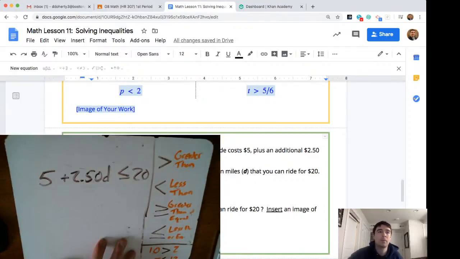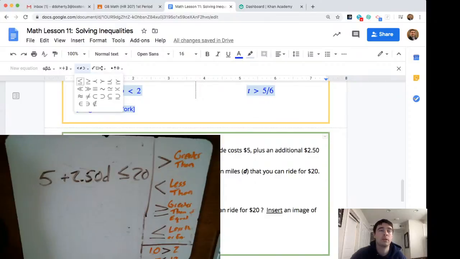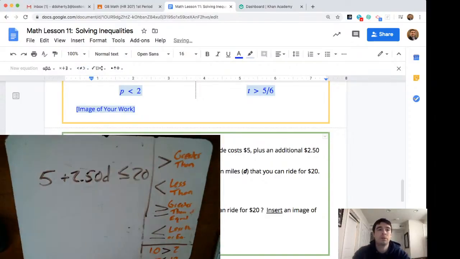So that's how we come up with the answer for part A. I'm going to go ahead and type that inequality in here. 5 plus 2.5 multiplied with D needs to be less than or equal to, I'll grab that less than or equal to symbol from the toolbar up here, needs to be less than or equal to 20. Since it's money, I'm going to put that 2.50 as in $2.50, but you could also have written 2.5.